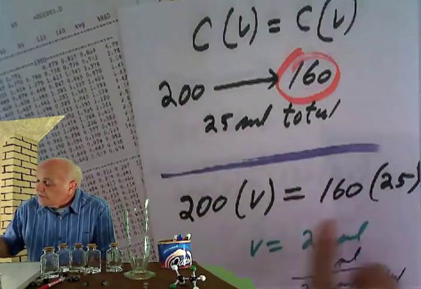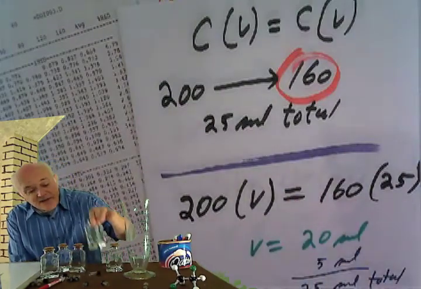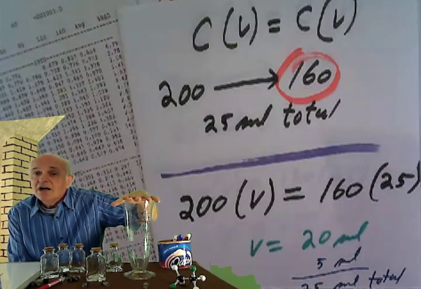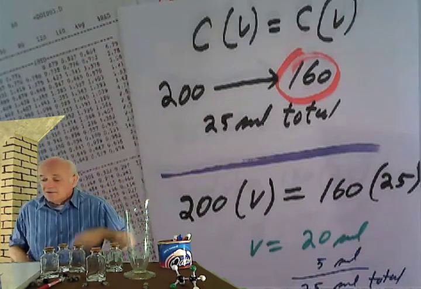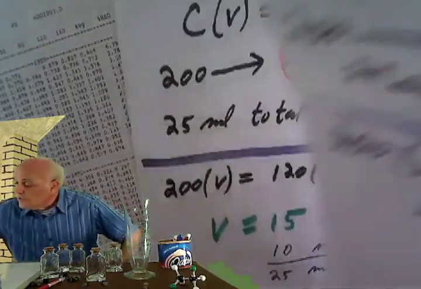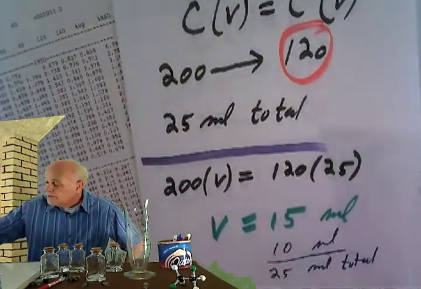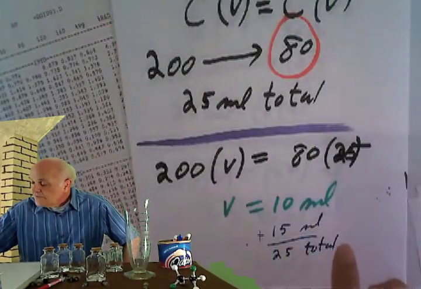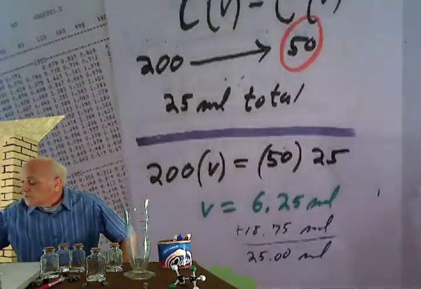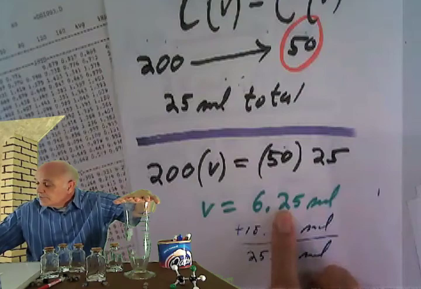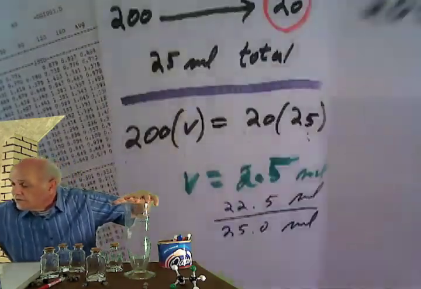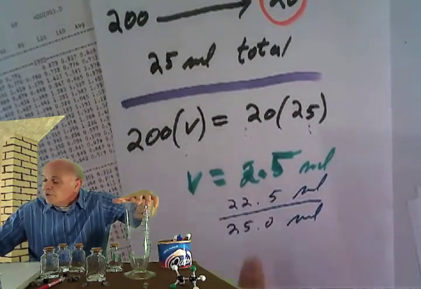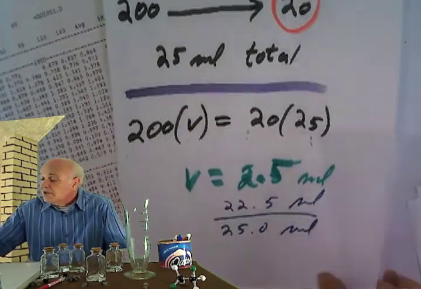So we do the calculations, and we find out that we want to put 5 mils of this plus 20 mils of the solvent for the 160. For the 120, we want 10 plus 15. For the 80, we want 15 plus 10. For the 50, we want 6.25 mils of this plus 18.75 mils of solvent. For the 20, this is pretty diluted now. We want 2.5 mils of this and 22.5 mils of the solvent. And this will give us our standard.